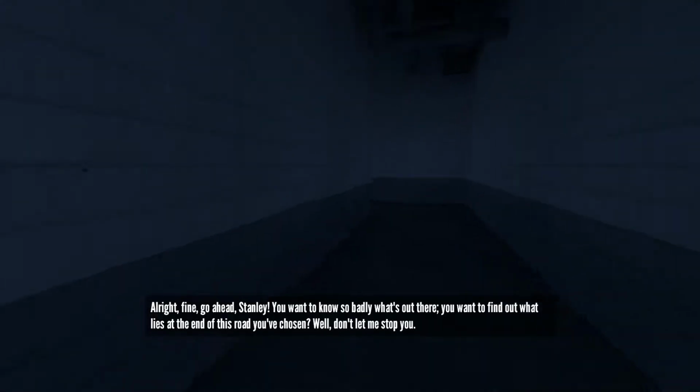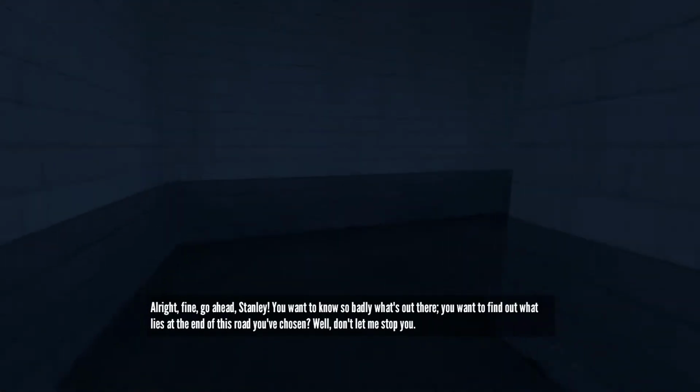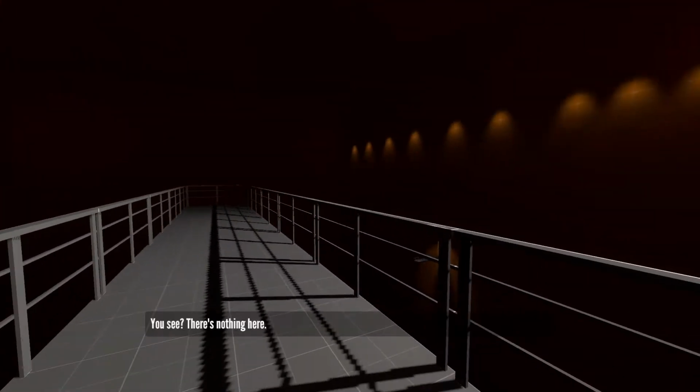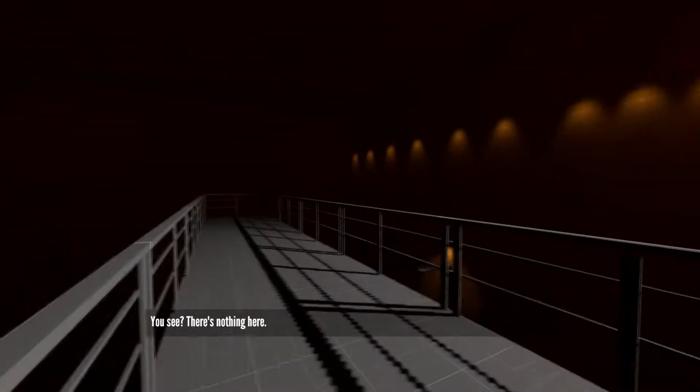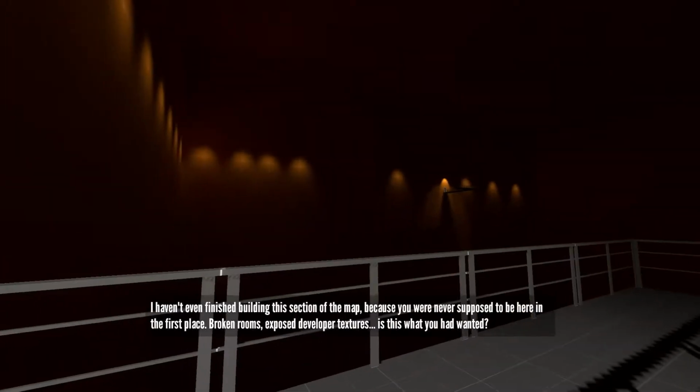You want to know so badly what's out there? You want to find out what lies at the end of this road you've chosen? Well, don't let me stop you. You see? There's nothing here. I haven't even finished building this section of the map. Because you were never supposed to be here in the first place.